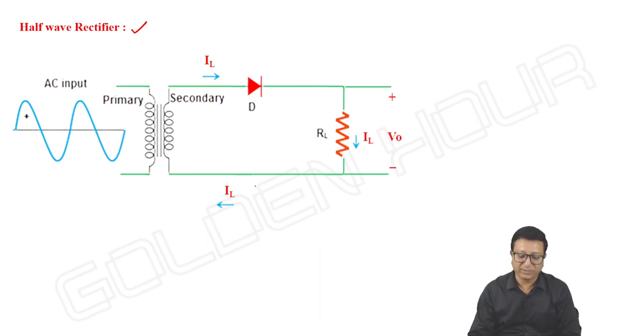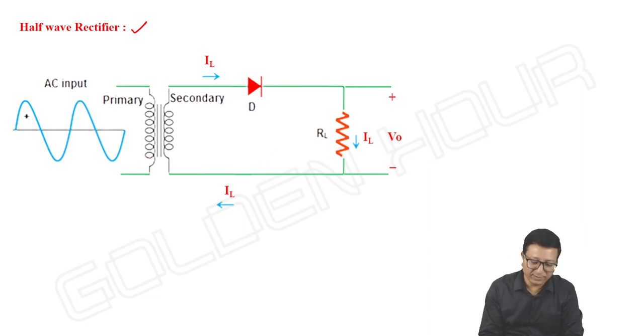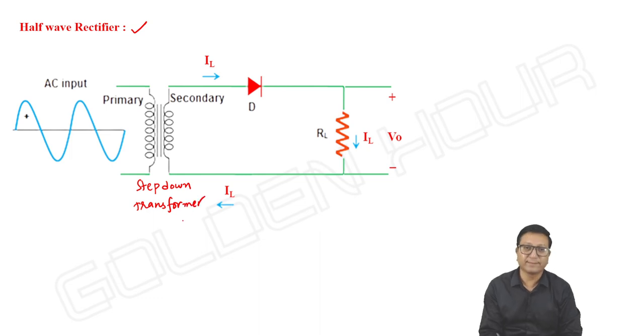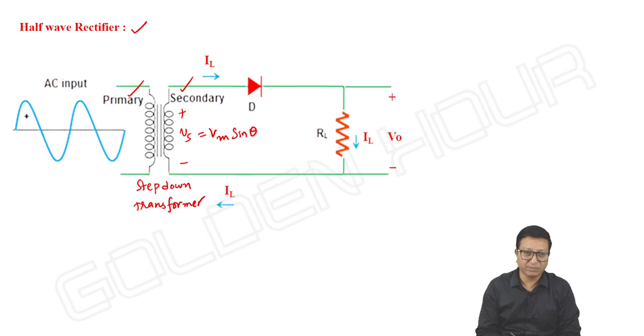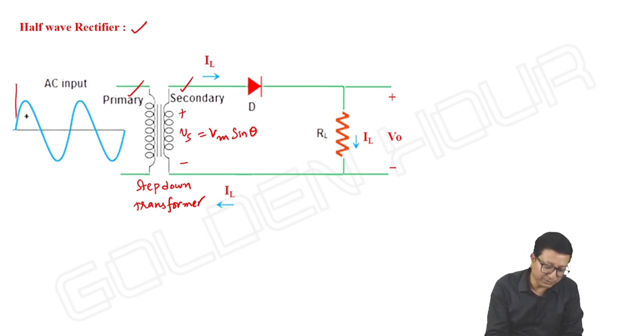Okay, the half wave rectifier circuit appears in this fashion, and it is a step down transformer. As I said earlier, it has the primary winding and secondary winding, and the secondary voltage I am writing as Vs, which is given by Vm sin theta. I can write sin omega t also, doesn't matter. Secondary voltage Vm sin theta, and the primary voltage is the AC input.